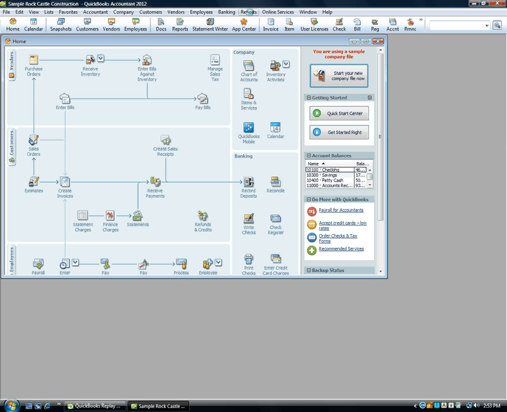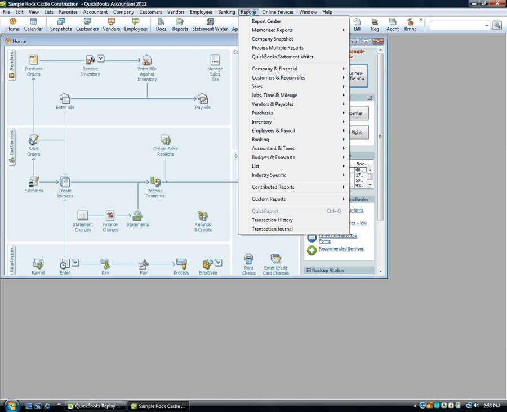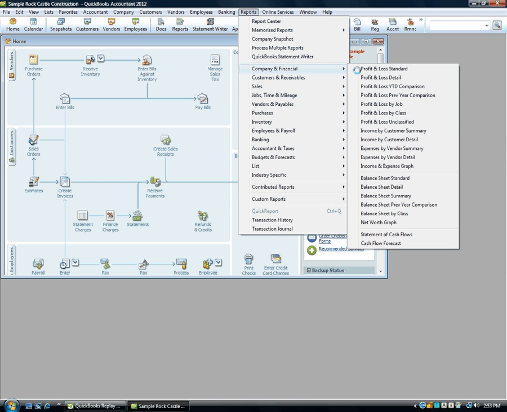We're doing the credit card lesson, and I ran out of time. Matching credit card charges to a customer file and making sure that each charge was attributed to each customer. The easiest way for me to have found that was to go to Reports, Company and Financial. I wanted details, profit and loss detail.